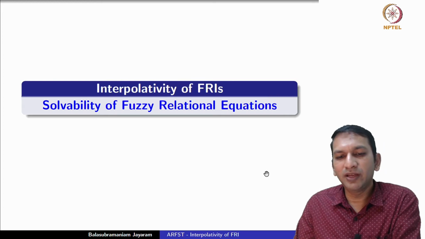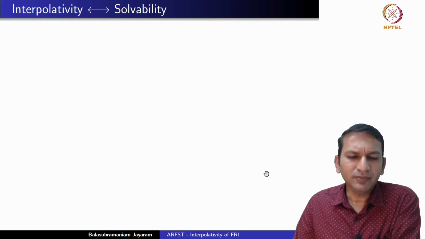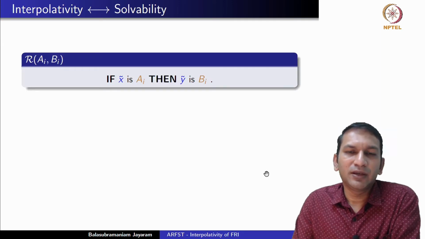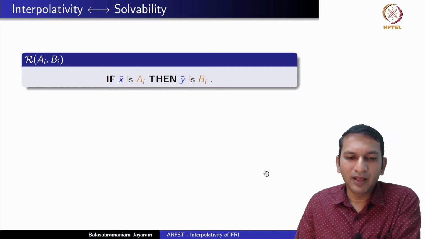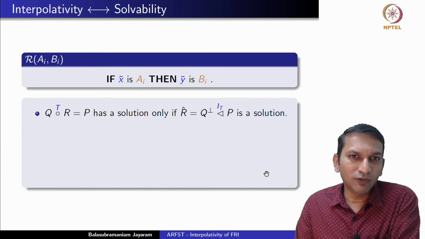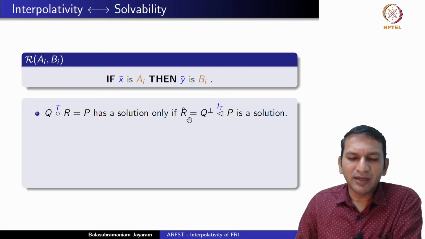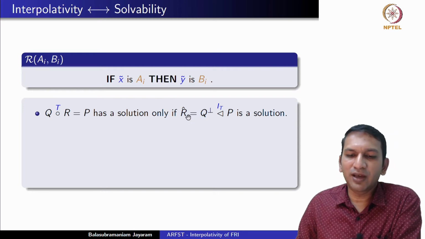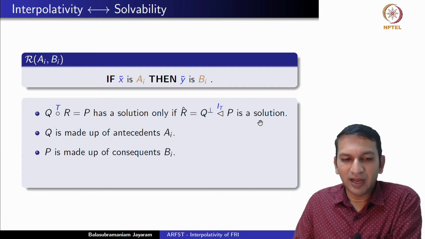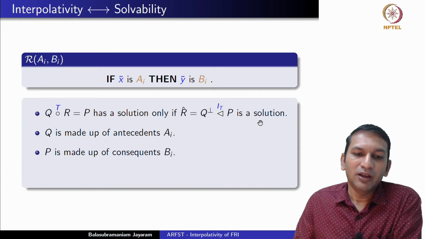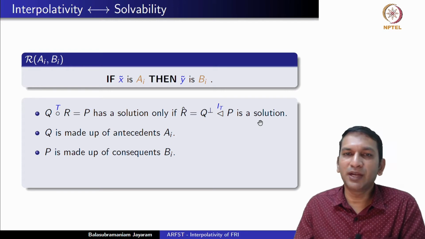Now, let's look at how interpolativity of FRIs is in fact ensured by solvability of these fuzzy relational equations. What do we have? We have this set of if-then rules, single input, single output rules, n of them, let's say. We are looking at the solvability of the equation Q sup-T composed with R is equal to P, where Q and P are given. And we have seen that this has a solution only if R cap is a solution. Now what is Q for us? Q essentially is made up of antecedents Ai and P is made up of consequents Bi. So in the setting of interpolativity, the Q matrix is made up of the antecedents and the P matrix is made up of the consequents.